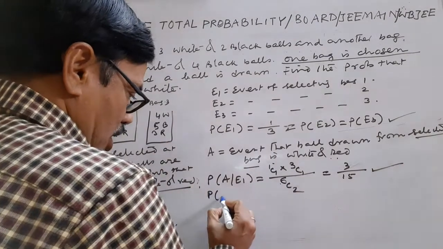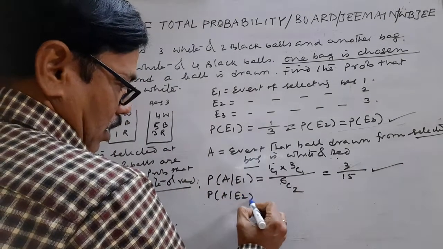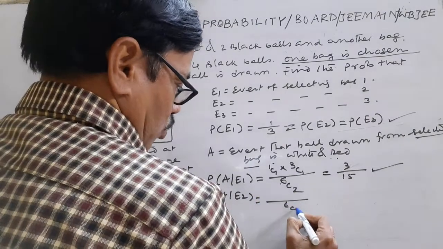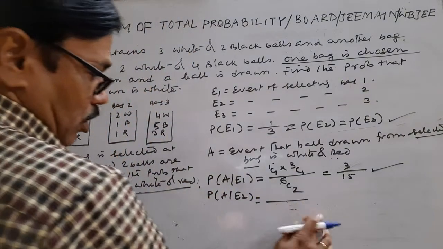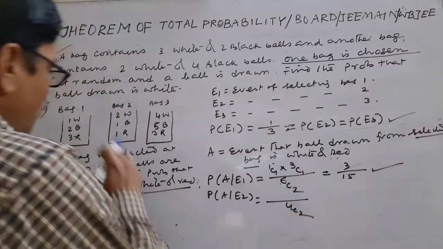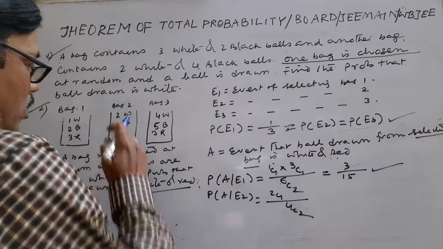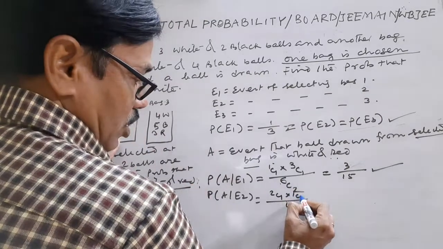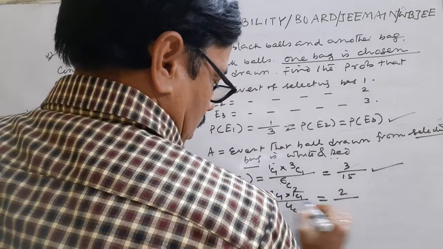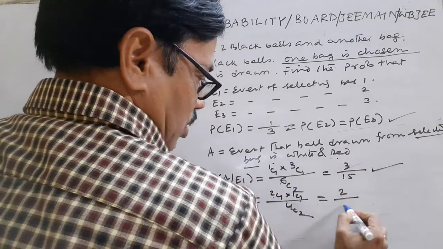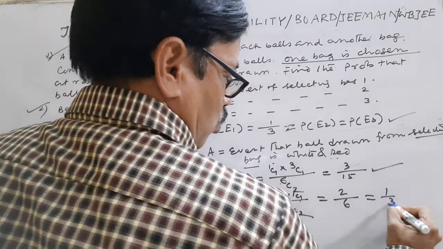Now PA by E2. Now 4C2, sorry, this is 4C2. How many balls? 4. So this is 2C1. Out of 2 you can take, and this is 1C1. So 2 by 4C2, 4C2 is 6. So this is 1 by 3.